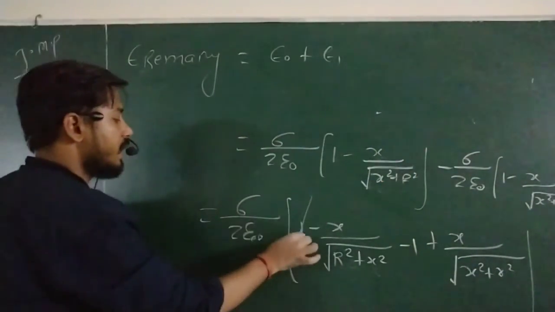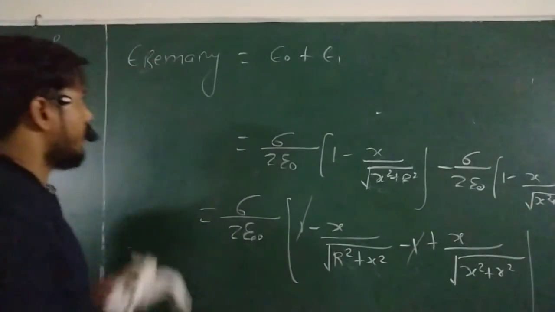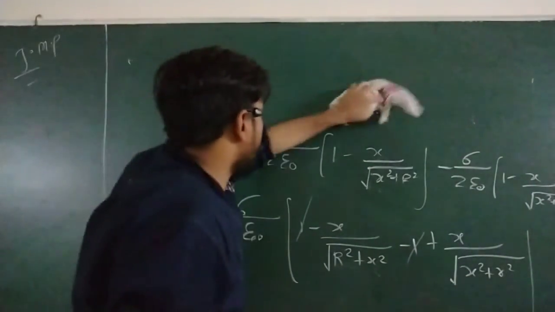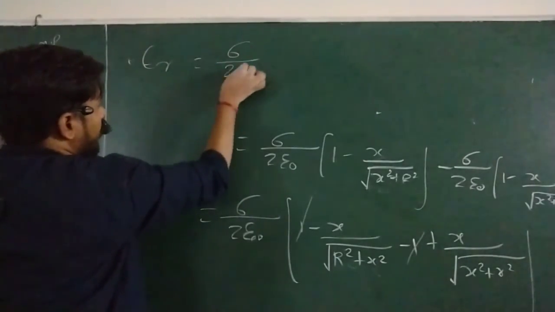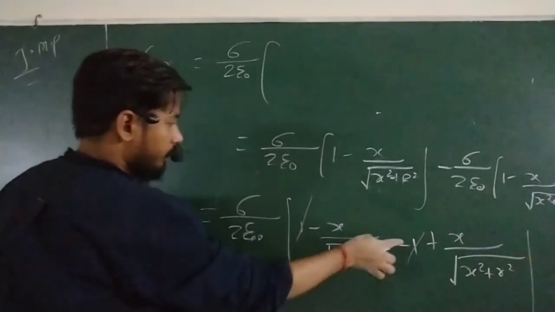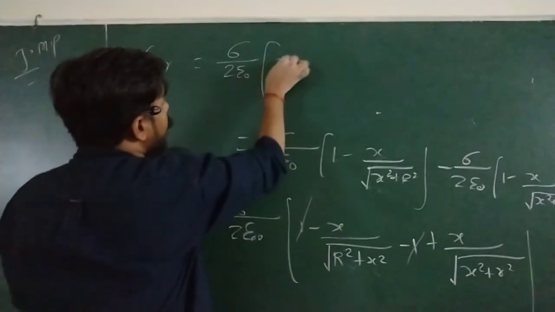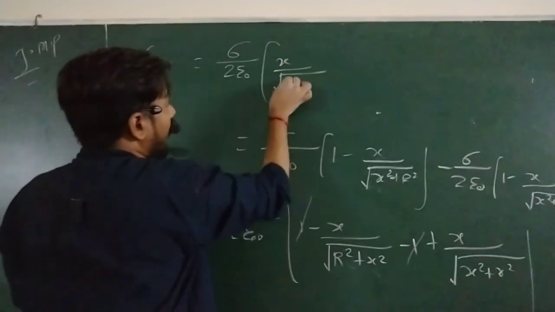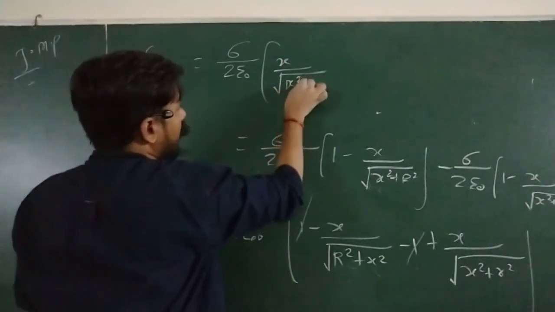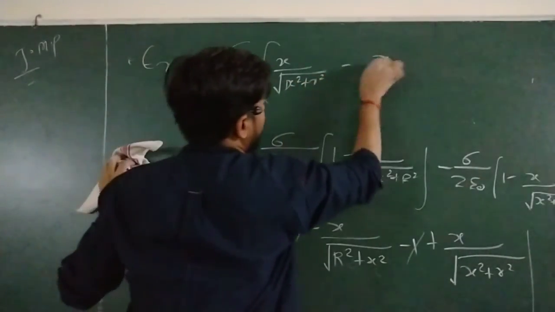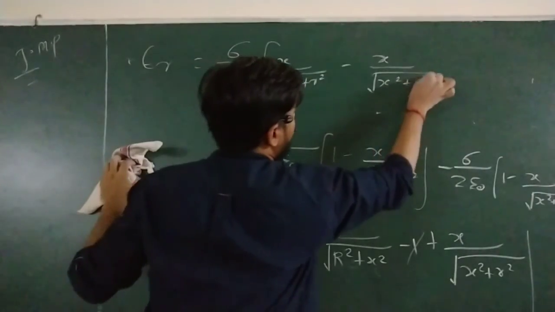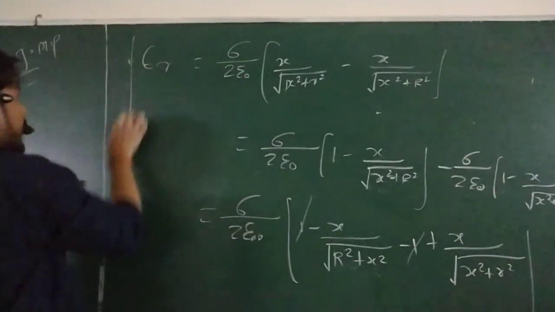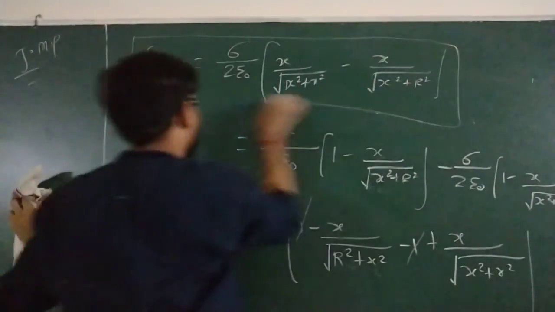So, my dear, you can see here, the remaining part result will become E_R equals sigma by 2 epsilon 0 times x by under root x square plus small r square minus x by under root x square plus capital R square. So this is the result due to the remaining part.